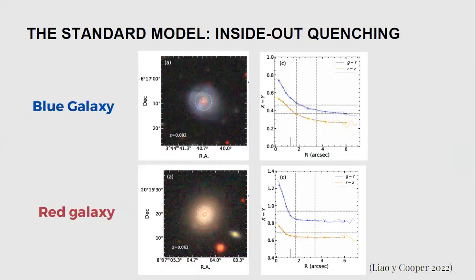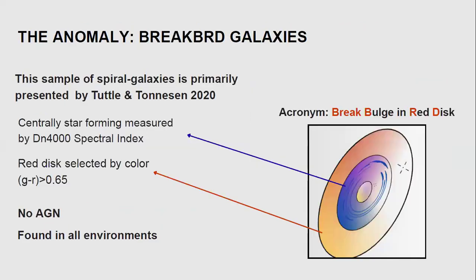Here are two cases, a study by Leo and Cooper in 2022, where blue galaxies and red galaxies, as you can see, both have negative color gradients for g minus r or r minus i. This is really useful because with color gradients we can study the stellar population content, the metallicity and the dust extinction. But anomalous galaxies called BRBD were found. BRBD is an acronym; the name is break bulge inside red disk. These are samples of spiral galaxies presented by Tuttle and Tonnesen in 2020.